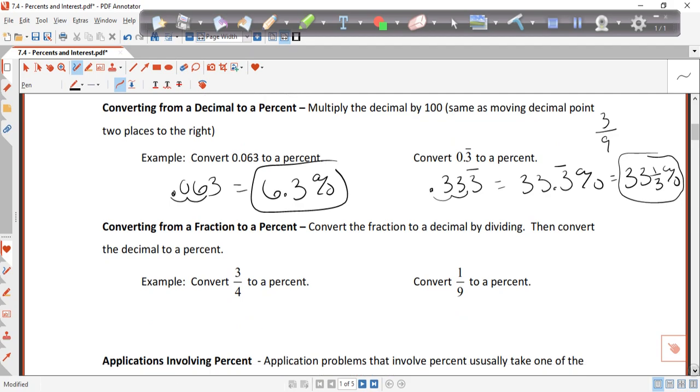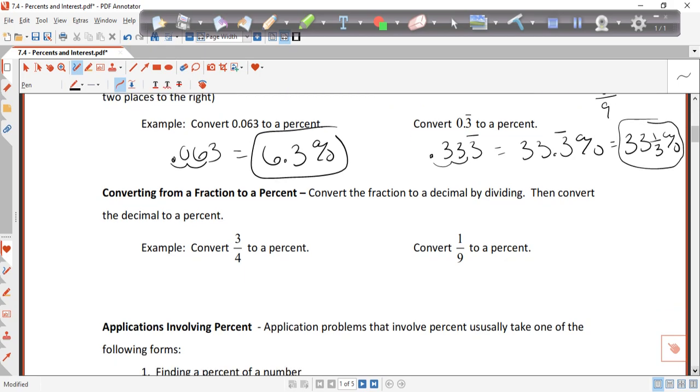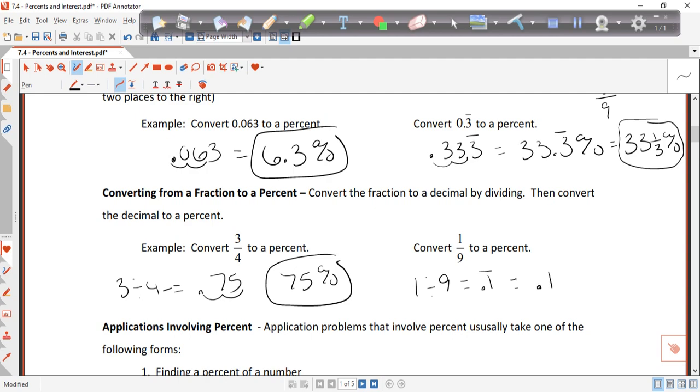Converting from a fraction to a percent. First change it to a decimal, and then we're going to change that decimal to a percent. So here we'll do 3 divided by 4 is 0.75, and then we move it twice, so 75%. Here, 1 divided by 9 is 0.1 repeating. We move it twice, so it becomes 11.1 repeating percent, or 11 1/9%.